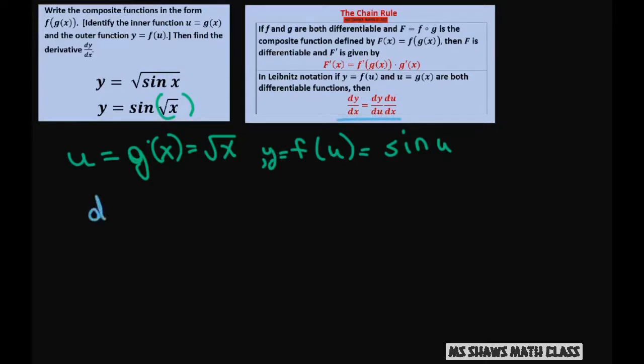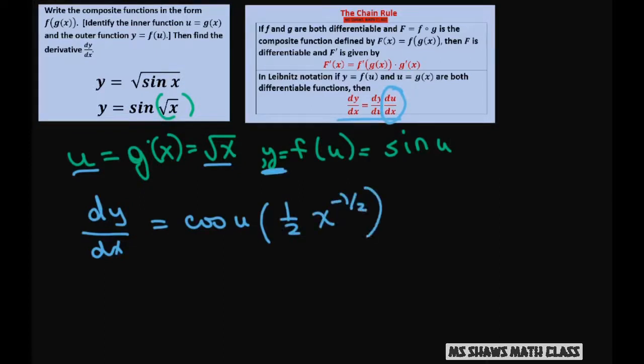So we have the derivative of y with respect to x equals, now let's take this derivative of y, and that's going to be cosine of u. And then we're multiplying it by the derivative of u with respect to x. So that's going to be 1/2 x to the negative 1/2. We have to plug in our u, so that's just going to equal cosine of square root of x. And this part here goes all in the denominator, so that's going to be 2 square root of x.